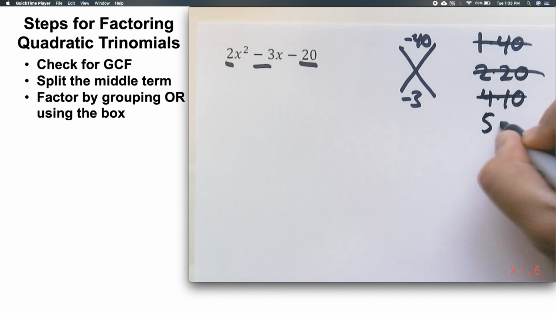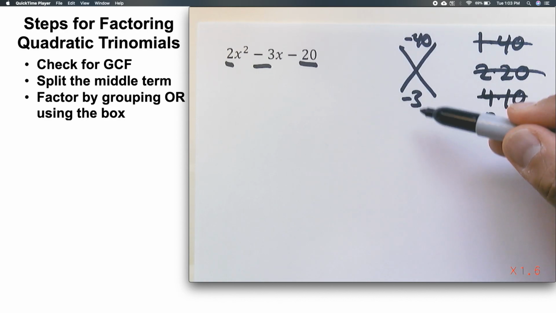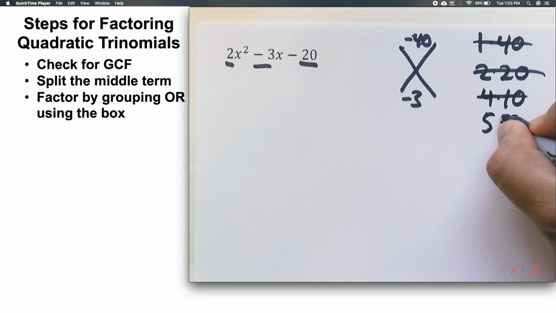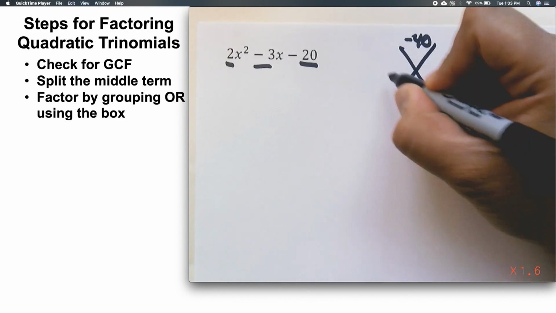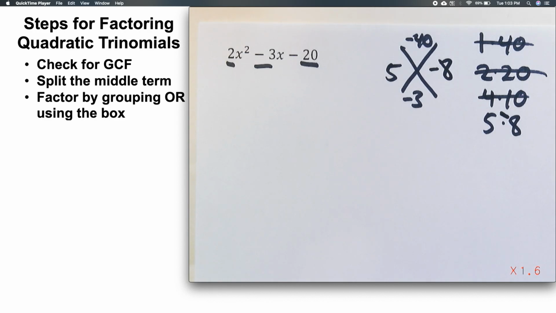So 5 times 8. 5 plus 8 is a 13. But 8 minus 5, I am able to get a 3. But the problem is I need a negative 3. So to make a negative 3, it looks like I should make the 8 a negative. 5 minus 8 is a negative 3. 5 times negative 8 is a negative 40. And there you go. I got a 5 and a negative 8. Okay, so that's the x part.